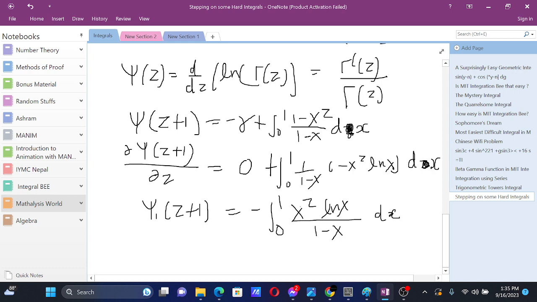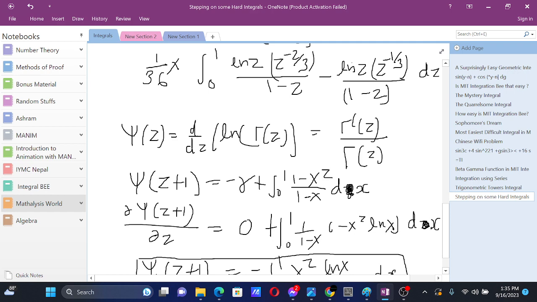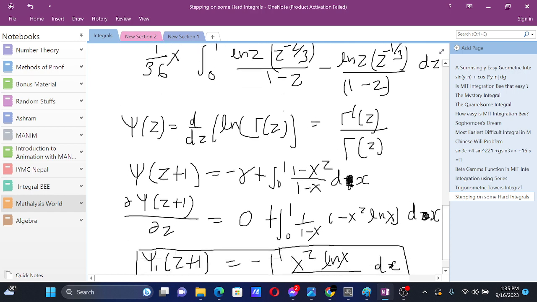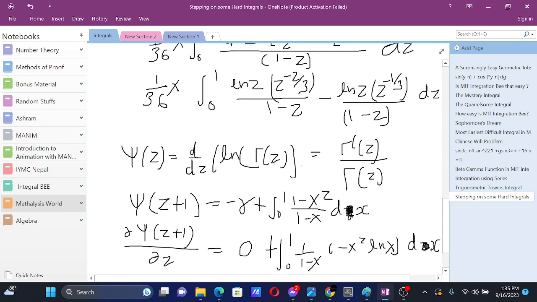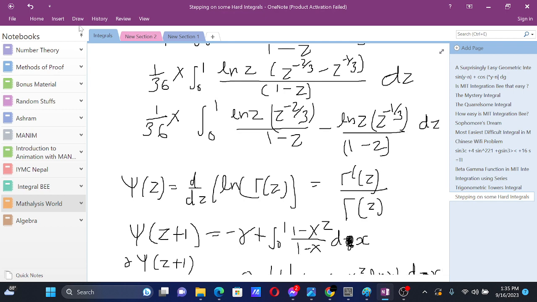So now we see that this integral is in fact a standard integral: x to the power z ln x over 1 minus x from 0 to 1. Its negative is just the trigamma function evaluated at z plus 1. Since this is a standard integral, we can use it here. Here we have the same form; instead of x we have z, and instead of z we have these constants. So now we can evaluate them.